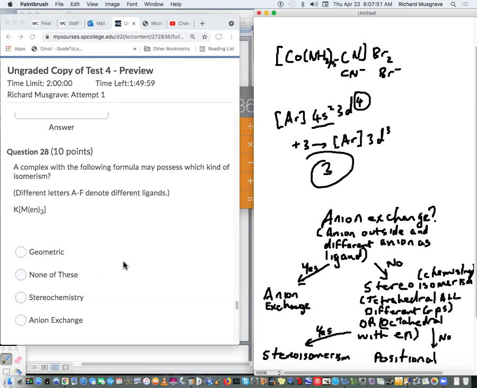All right, so for this one, since it's got a cation out the front, anion exchange is not going to be possible. I know that's a cation because it's a K, it's K plus. So that's not going to work. The other thing is that it's not tetrahedral, but it is octahedral, and it's got 3 en's on it. The reason I know it's octahedral is because en is a bidentate ligand, which means it's got 2 points of attachment. 3 times 2 is 6. So I know it's octahedral and it has en. So stereochemistry is definitely going to be possible as a form of isomerism for this one.